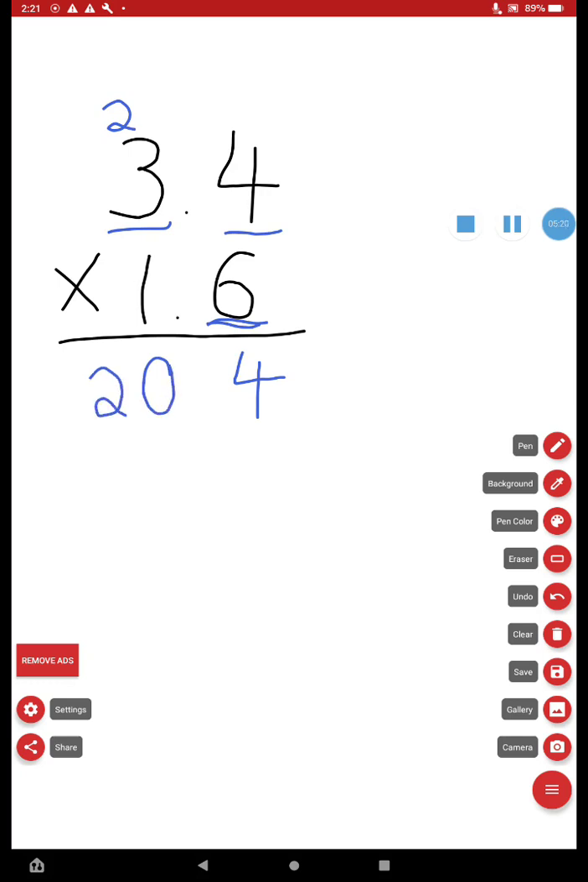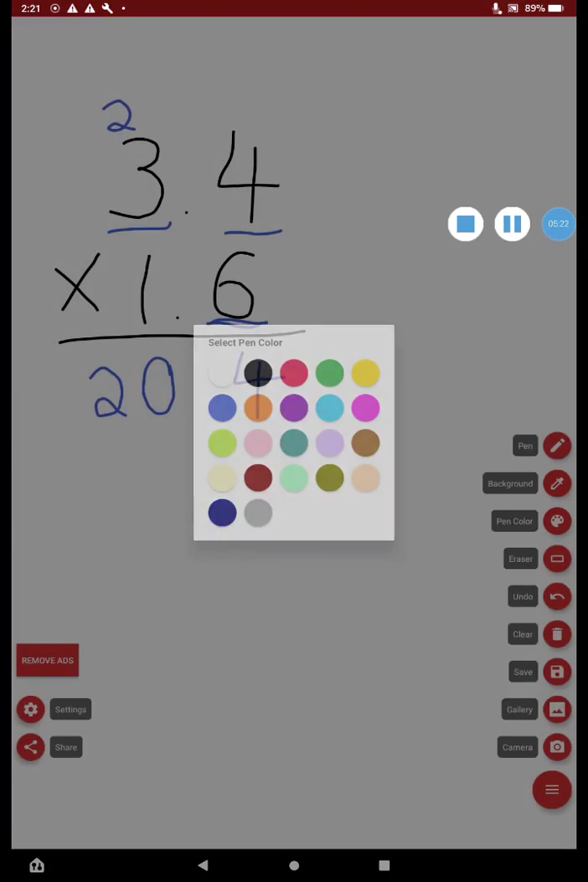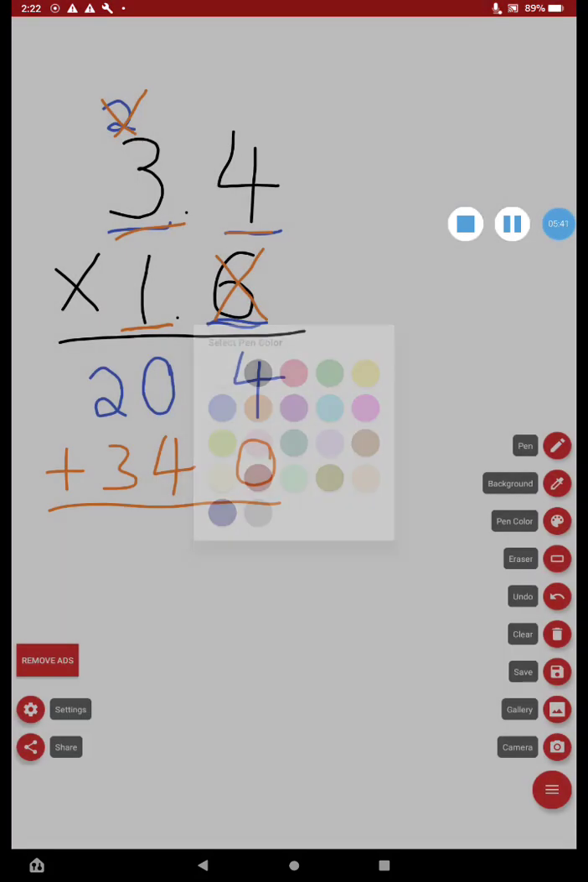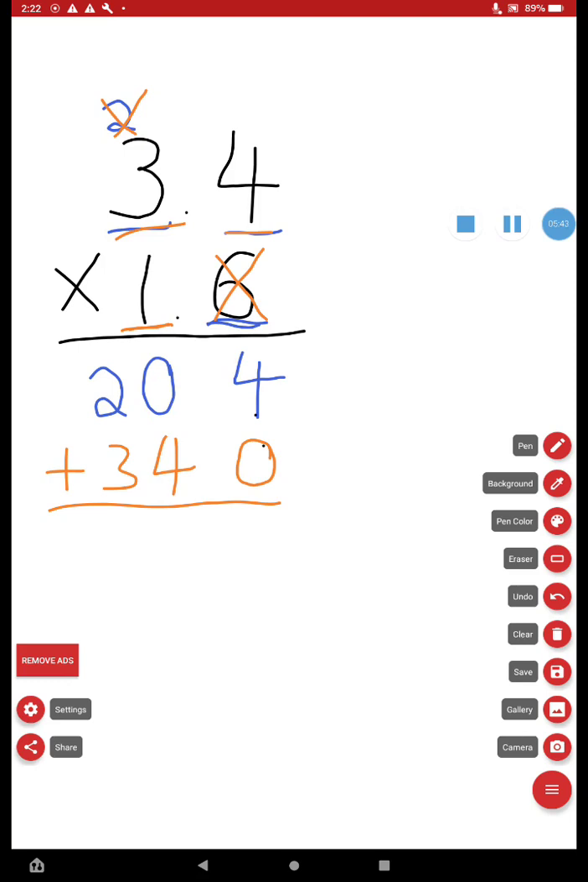Let's go on to the ones place. Put a placeholder. Get rid of the 6, get rid of the 2 that I carried. 1 times 4 is 4. 1 times 3 is 3. Add them together, what do you get? 4 and 0 gets 4. 0 and 4 becomes 4. 2 and 3 becomes 5.